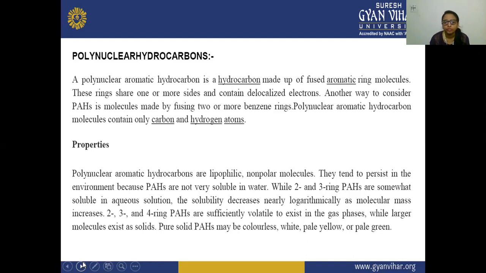So these 2, 3, 4 ring PAHs are sufficiently volatile and they exist in the gas phase, while the larger molecules, the larger polynuclear hydrocarbons, exist as solids. So these pure solid PAHs may be colorless. They appear as a colorless, white, pale yellow or pale green color, and they are also very toxic to the human health.